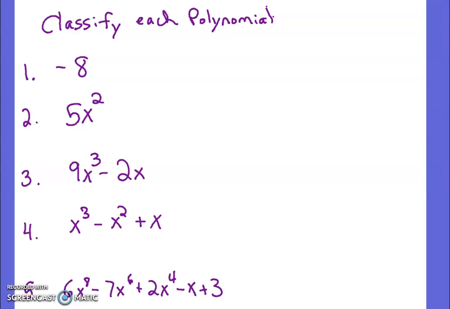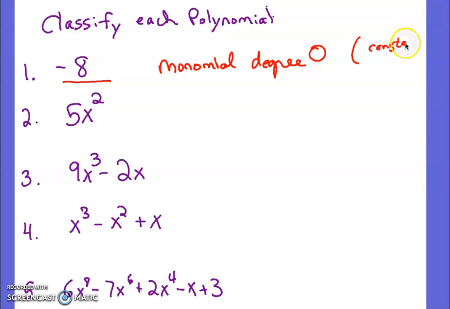So now let's classify each one of these to make sure we understand what we're doing. So this is a single term, so it's also a number, okay? So we would just call this a monomial with the degree 0. Okay, or if you want to call it a constant also, remember a constant is the same thing as a number. So it's a constant. And again, these are all polynomials. Remember, go back to the definition of a polynomial. And so these are all polynomials.